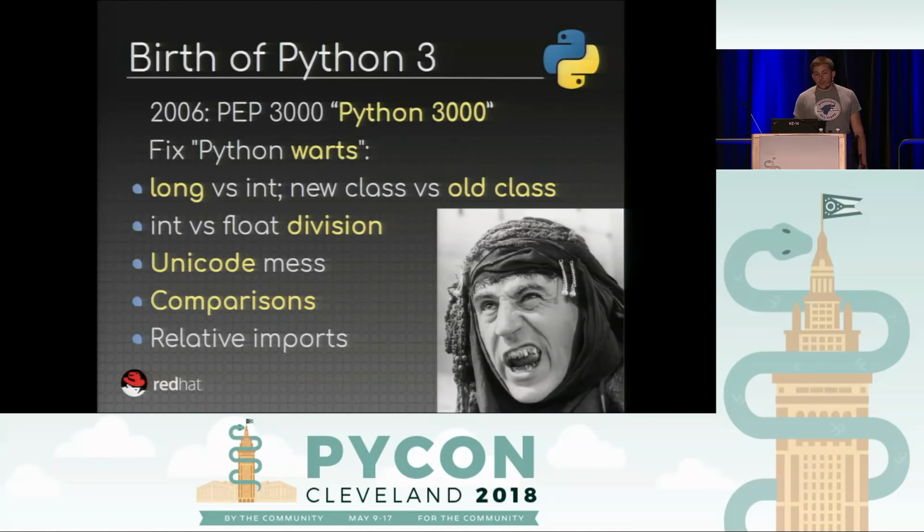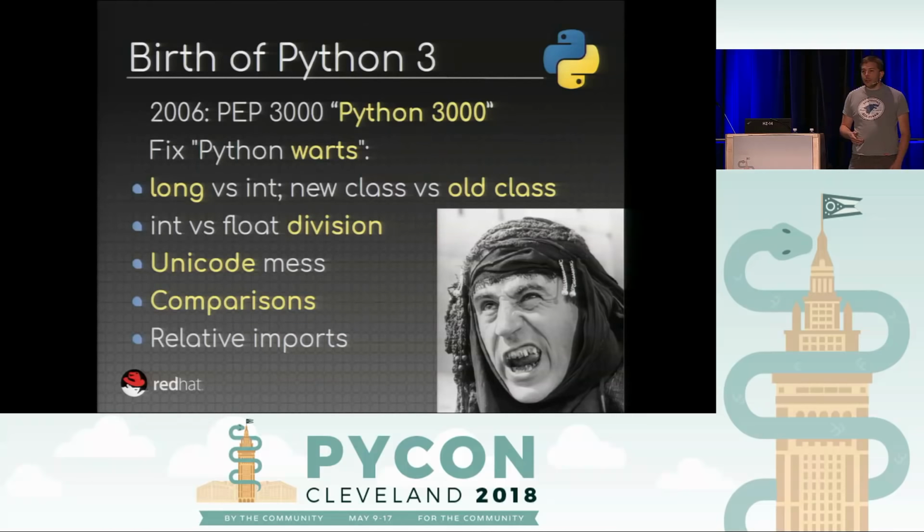The birth of Python 3 was in 2006 with the PEP 3000, which has been called Python 3000. The thing is that at this time, more and more people started to complain about design issues of Python 2, which are called Python warts, because Python 2 was used by more and more people, and they started to complain, but also because Python 2 was modified during the development cycle of the Python 2 branch.